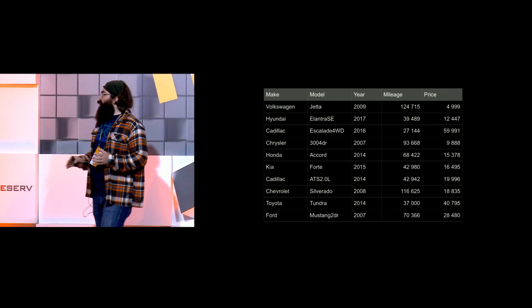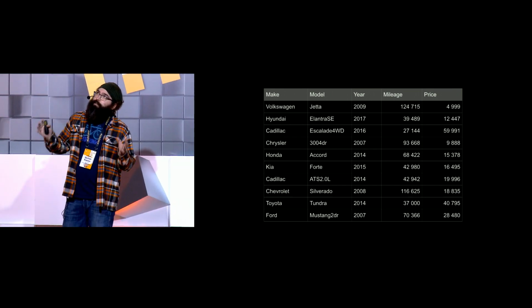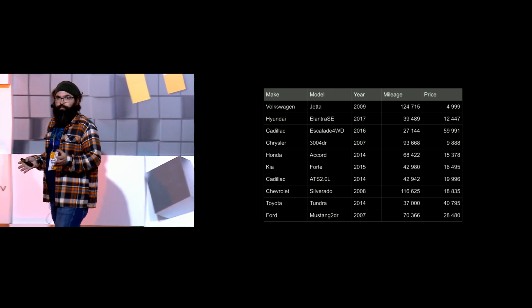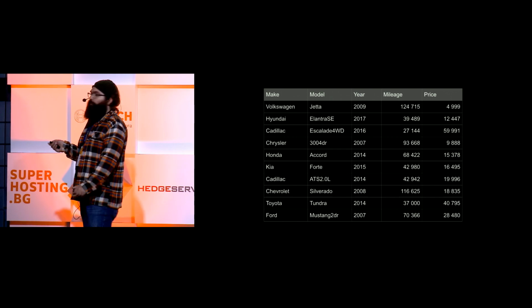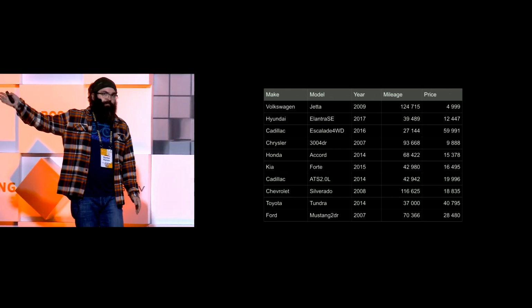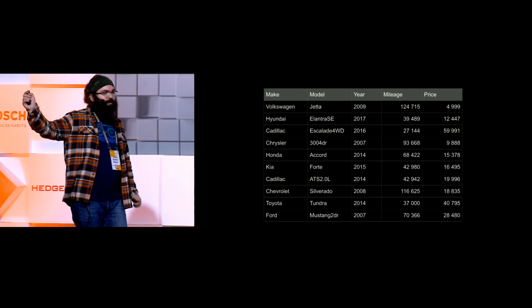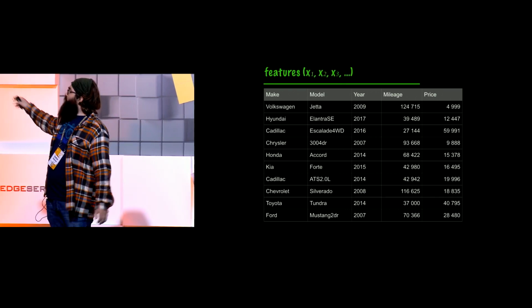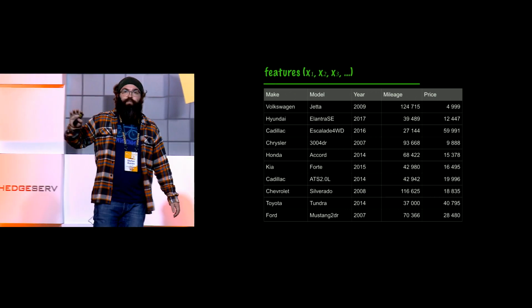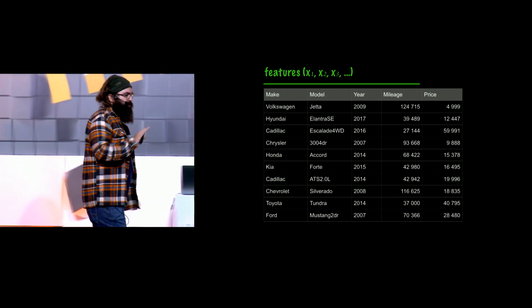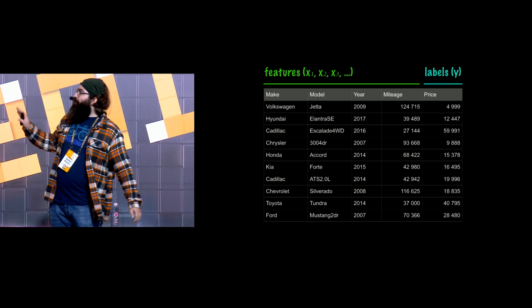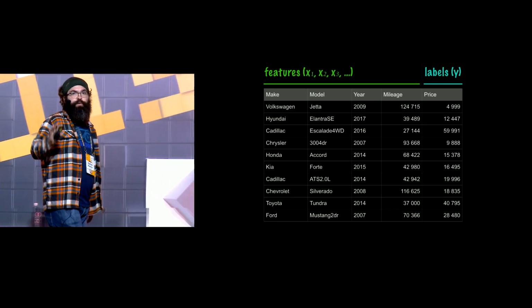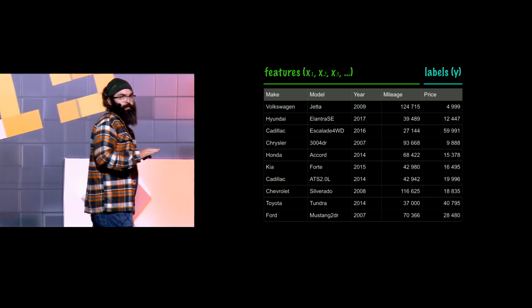This table gives you the layout for a machine learning problem. What you start with is a bunch of data points. Each row here is a data point, a used car and its price. And you call the first 4 columns features. That's the things about the car that you know. And you call the last one the label. That's the answer to the question you want to answer.